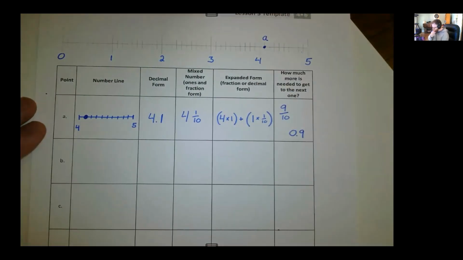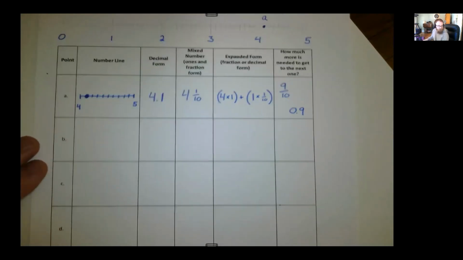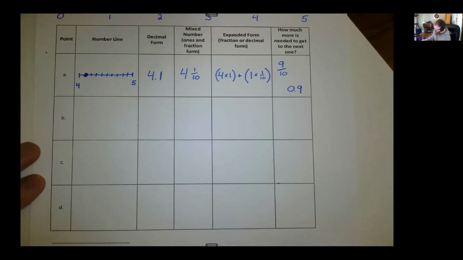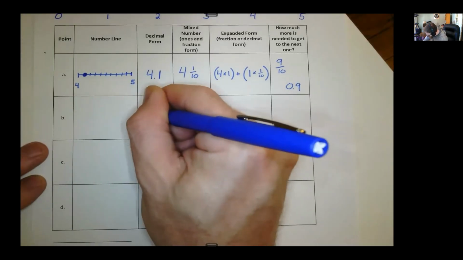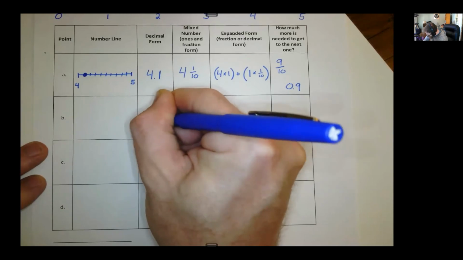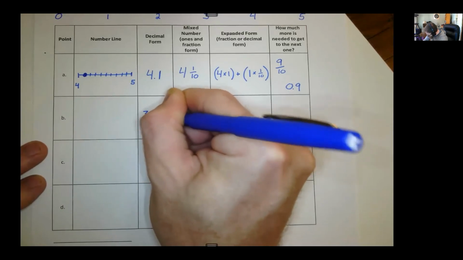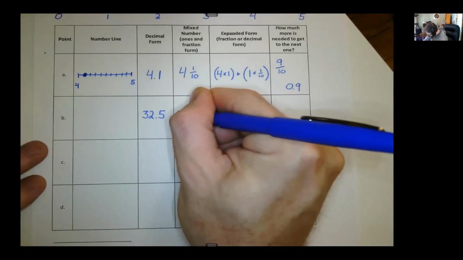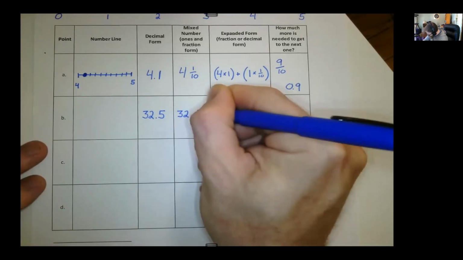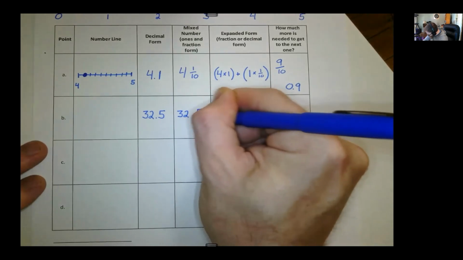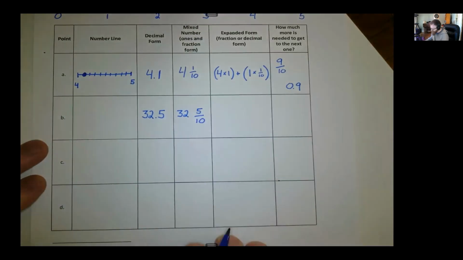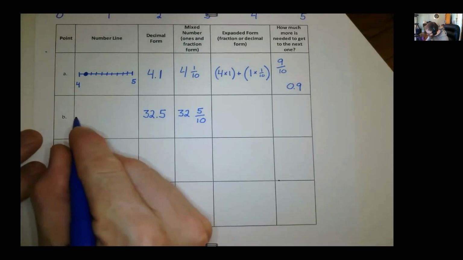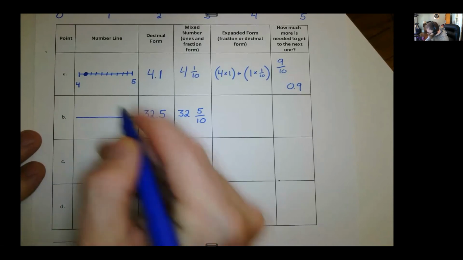Our next value for part B is 32 and 5/10. As a decimal, that looks like 32.5. As a mixed number, we have our whole 32 and our fraction 5/10. On a number line, it's going to fall in between 32 and 33.